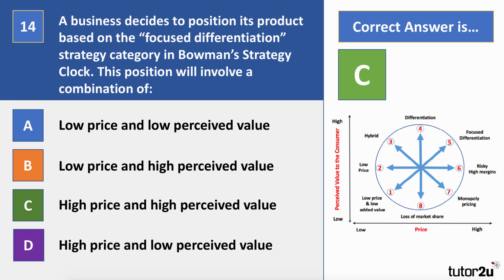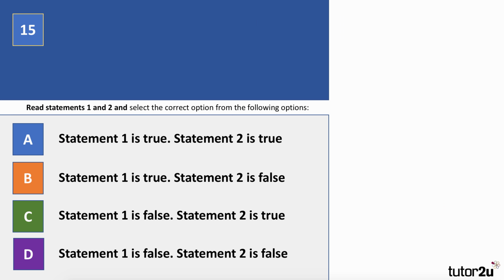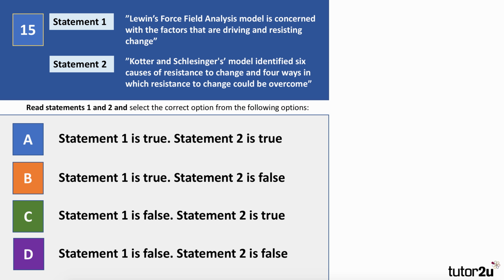Question 15. This is a tough one, so take care on this one, particularly if you've got a high score and you want to finish well. Here we go. Question 15. It's a 2-statement question, so here are your 2 statements. Statement 1. Lewin's force field analysis model is concerned with the factors that are driving and resisting change. Statement 2. Kotter and Schlesinger's model identified 6 causes of resistance to change and 4 ways in which resistance to change could be overcome. Work out whether those statements are true or false and then work out the right combination. Pause the video and then start again to discover the final answer.